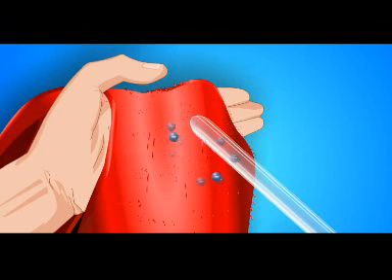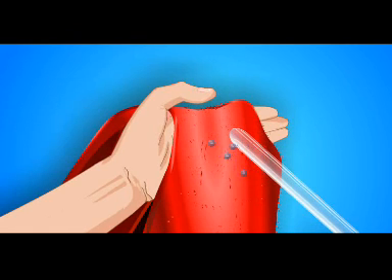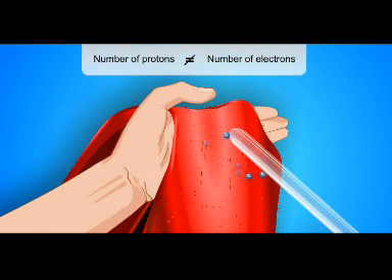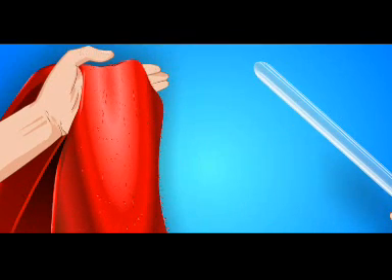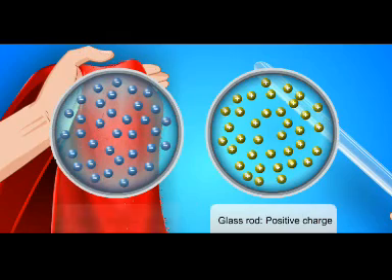This creates an imbalance in the charges because in both the rod and the silk cloth, the number of protons is no more equal to the number of electrons. The difference in the number of electrons and protons results in the glass rod acquiring a positive charge and the silk cloth acquiring a negative charge.